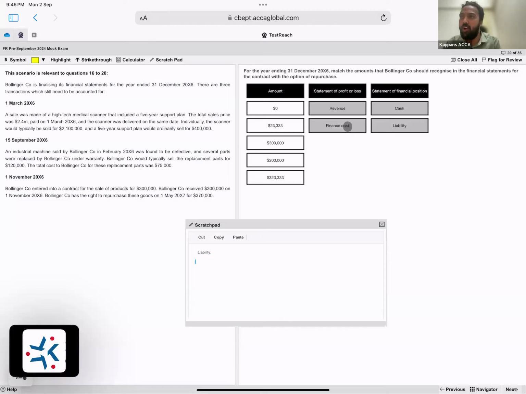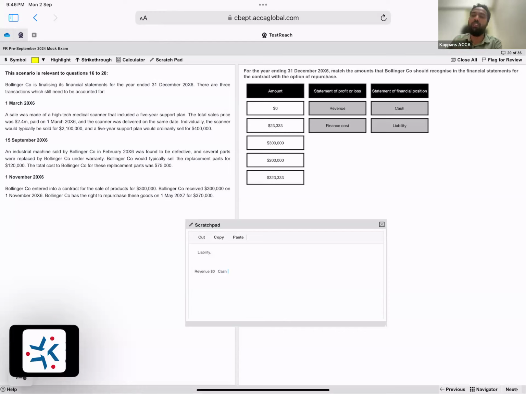So they're asking how much is revenue, how much is finance cost, how much is cash, how much is liability. So revenue is basically zero because this is not recorded as revenue. It's a liability. How much is the cash? The cash is 300,000. They have received 300,000. They have sold product, but it's a repurchase agreement at a higher price. So it's not revenue. It should be recorded as a liability.